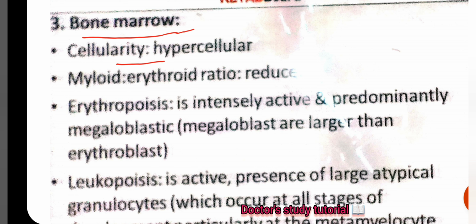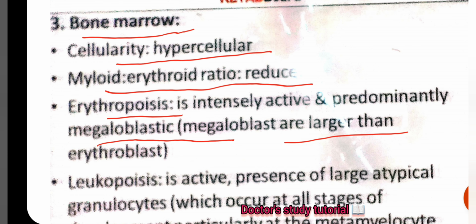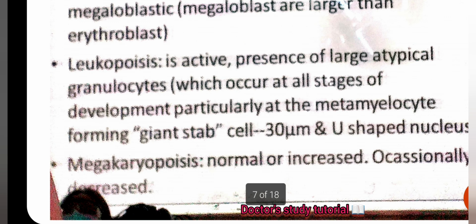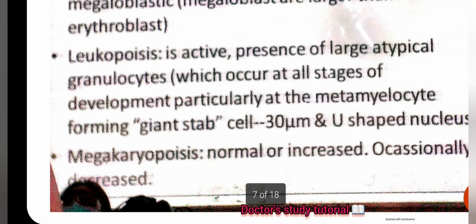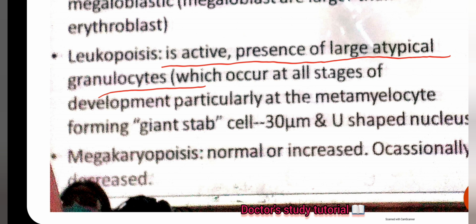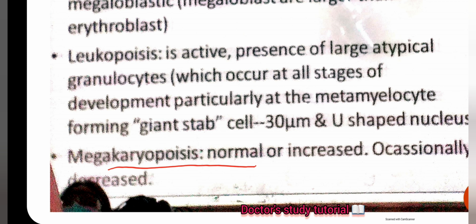Bone marrow cellularity is hypercellular, the myeloid-erythroid ratio is reduced, and erythropoiesis is intensely active and predominantly megaloblastic. Megaloblasts are larger than erythroblasts. Leukopoiesis is active, with presence of large atypical granulocytes which occur at all stages of development, particularly at the metamyelocyte stage, forming giant stab cells which are 30 micrometers with a U-shaped nucleus. Then megakaryopoiesis is normal or increased, occasionally decreased.